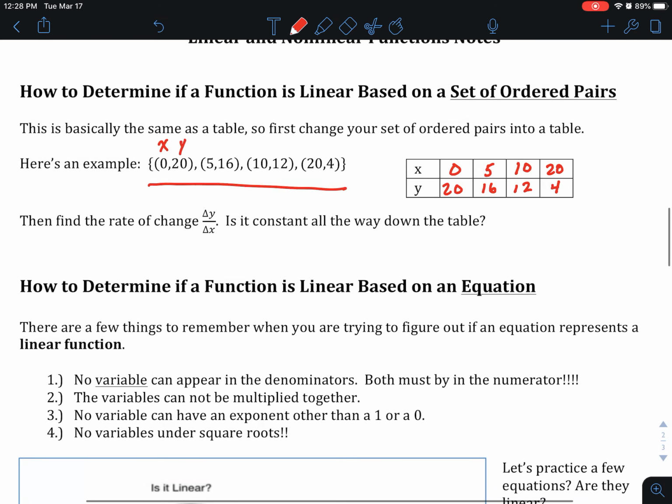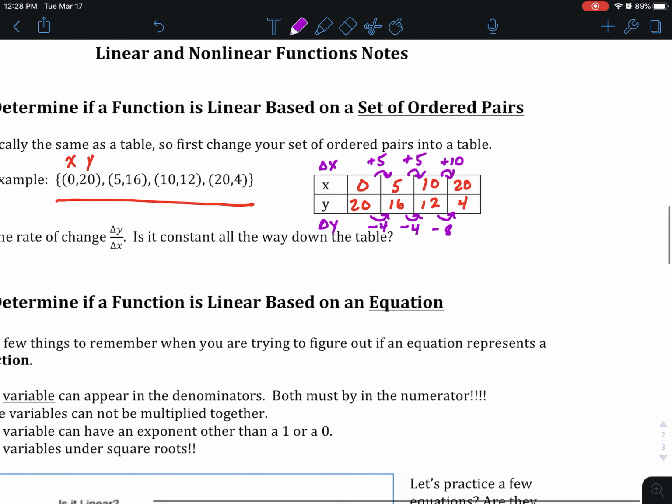Now, remember from the last video, the way we determine whether or not a table is linear or not is we find delta y and we find delta x, okay? So let's do the delta y's first. It's always good to start with those. So we go down 4, down 4, down 8. So negative 4, negative 4, negative 8. And then we find our delta x's. This one's going up by 5. This one's going up by 5. This one's going up by 10.